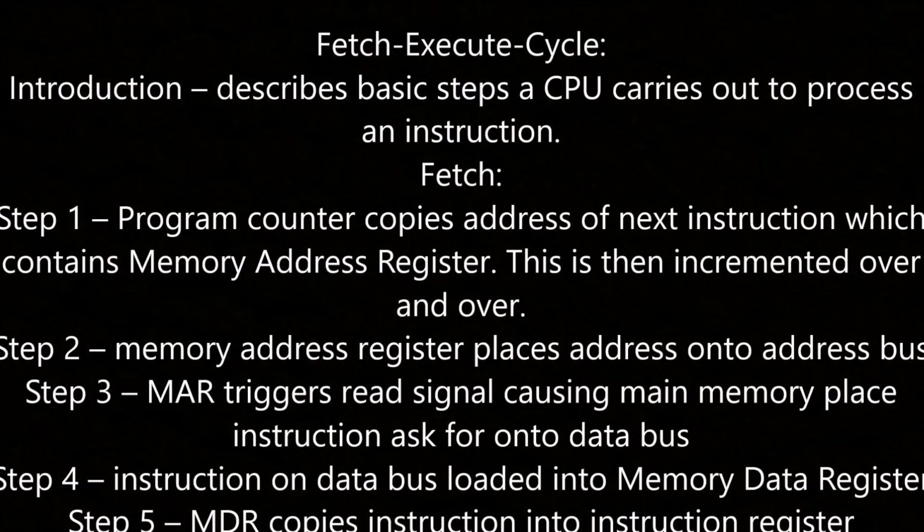The fetch-execute cycle describes the basic steps a CPU carries out to process an instruction. In the fetch stage, the program counter copies the address of the next instruction into the MAR, and it is incremented over and over. The MAR places the address onto the address bus, and then it triggers a read signal, causing the main memory to place the instruction asked for onto the data bus. The instruction on the data bus is loaded into the memory data register, and then the MDR copies the instruction into the instruction register.